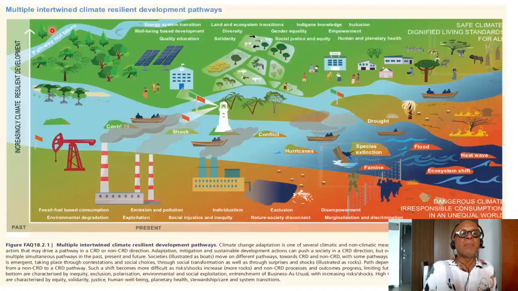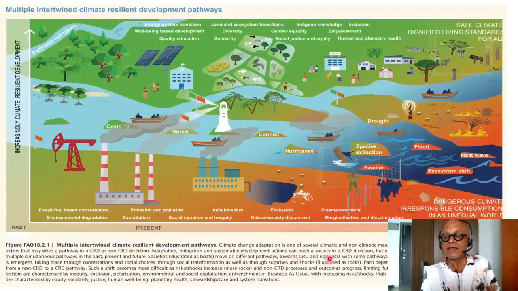Okay, finally, multiple intertwined climate resilient development pathways. Climate change adaptation is one of several climatic and non-climatic measures carried out through decision making by multi-actors that may drive a pathway in a CRD or non-CRD direction. Adaptation, mitigation, and sustainable development actions can push a society in a CRD direction, but only if these measures are just and equitable. Is it possible that we decarbonize the system and everything just follows naturally, that sustainability, adaptation, mitigation, equity, justice, and climate resilient development all occur naturally? Okay, that's the idea I believe in.